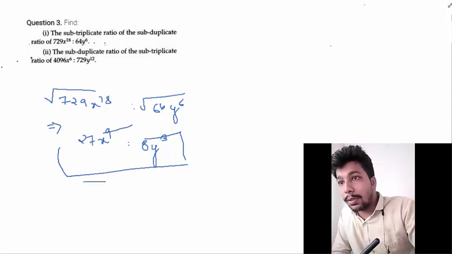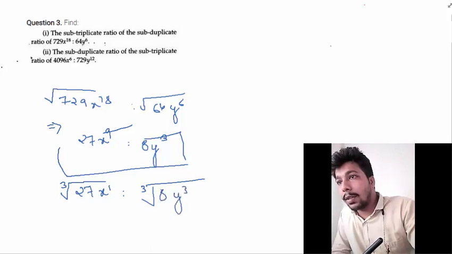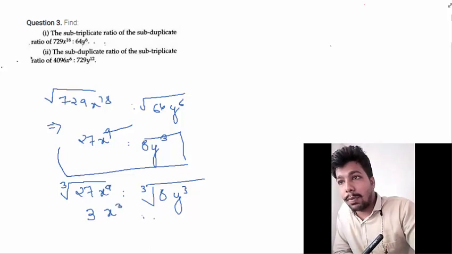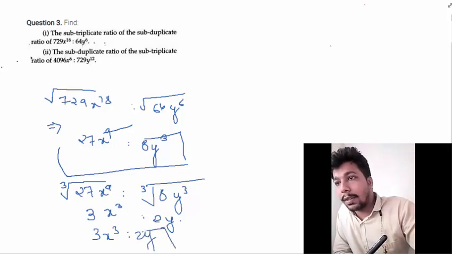Okay, so now the triplicate ratio of 27x raised to the power 9 and the triplicate ratio of 8y raised to the power 3. Okay, so 27 is the cube of 3, so 3x cubed, and 8 is the cube of 2, so 2y. So we are getting the answer 3x cubed and 2y as our answer.